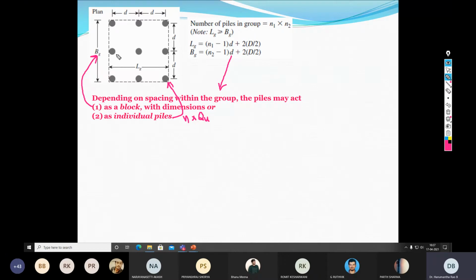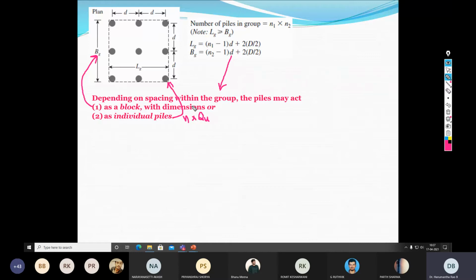That's the meaning of a block. Individual pile means a single pile multiplied by the number of piles. In the case of the block, it comprises 9 piles as well as the soil between these piles, so together they act as a block or integrated element having a geometry of LZ by BZ. I think this is a simple understanding of the block and the individual pile.